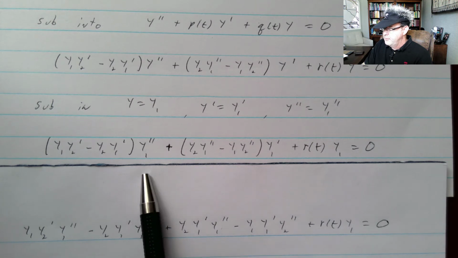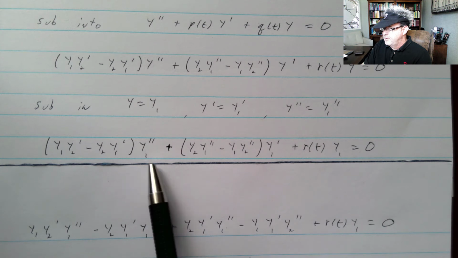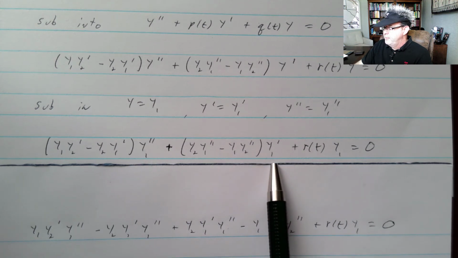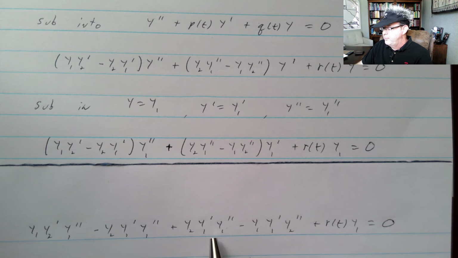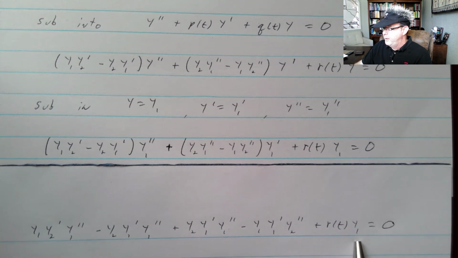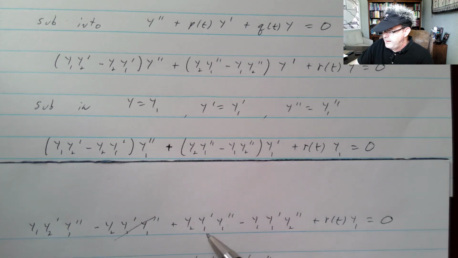So if I distribute, let's keep things in order of derivative. I have y1, y2 prime, y1 double prime, minus y2, y1 prime, y1 double prime. And if I distribute this to these terms, again, in order of derivative, it'll be y2, y1 prime, y1 double prime, minus y1, y1 prime, y2 double prime, then plus r of t, y1. Well, we've got a few cancellations here. This cancels with that.